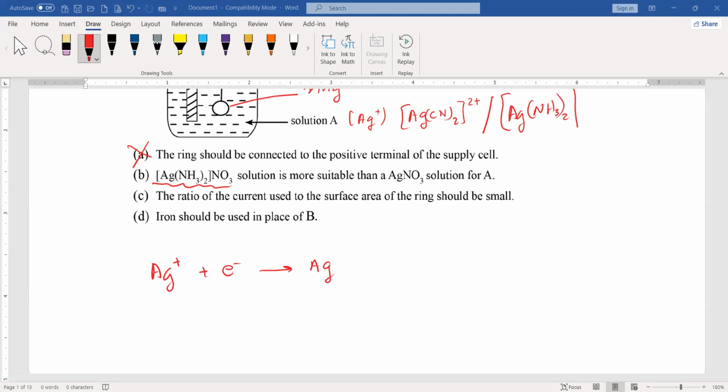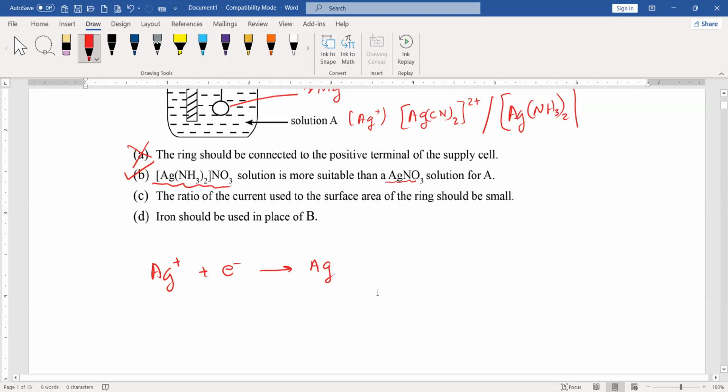Second one, Ag cyanide complex or Ag amine complex has to be used; the solution is more suitable than the AgNO3 solution for A. Yes, that's correct. What's wrong if we use AgNO3? Nothing wrong. Ag will be deposited, but that Ag deposits much faster than the plating process taking place when we use this Ag amine complex. Therefore, the coating may not be strong, that coating may not be shiny, and there are many things behind that. So normally we don't use just Ag plus ion.